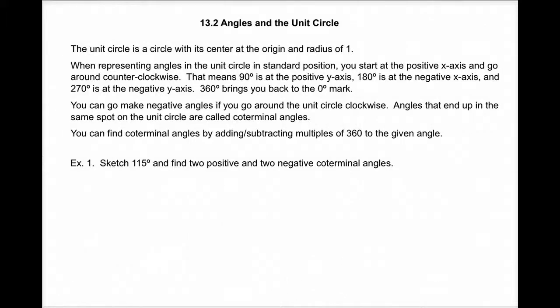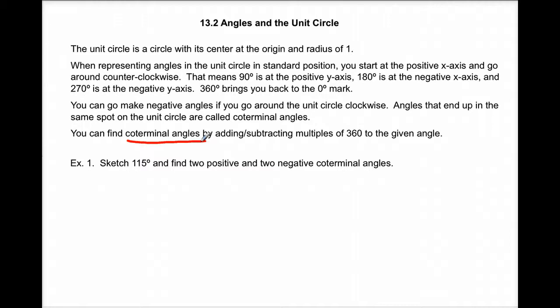Here's an introduction to angles in the unit circle, 13.2. To start with, we're going to show you how you can sketch angles and then find angles that basically have the same position as the angle that you sketched. And angles that have the same position but different values are called coterminal angles. Co meaning you're in this together, and terminal meaning you terminate or you end.